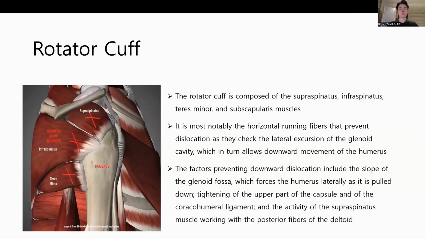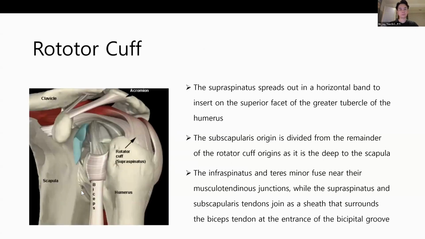Okay, as I mentioned, the rotator cuff is composed of the supraspinatus, infraspinatus, so supra, infra, and teres minor, and subscapularis. The supraspinatus is spread out in a horizontal band to insert on the superior facet of the greater tubercle, like this way here of the humerus.